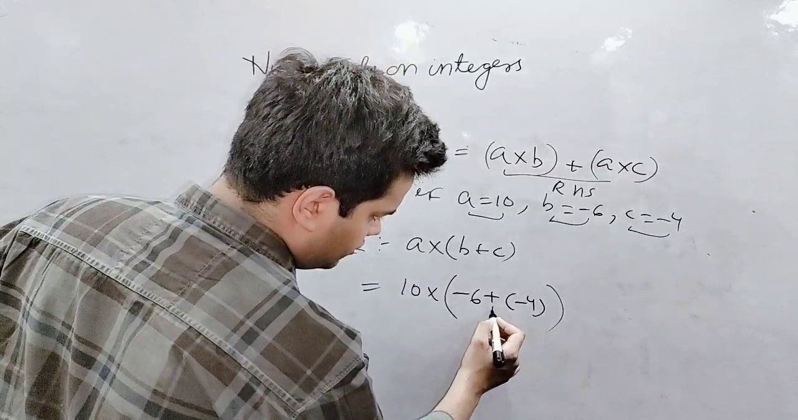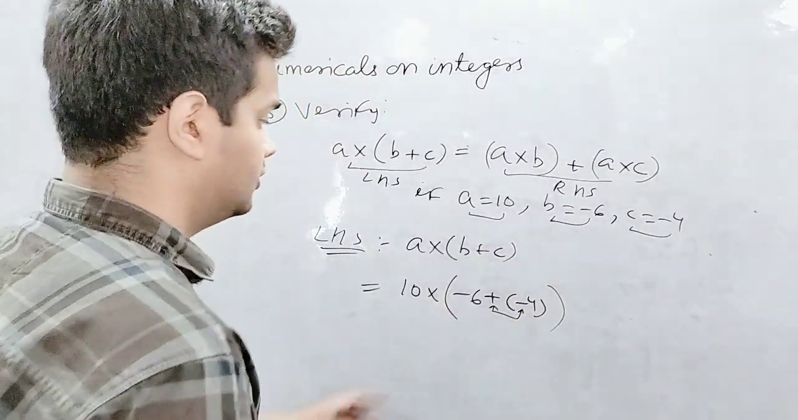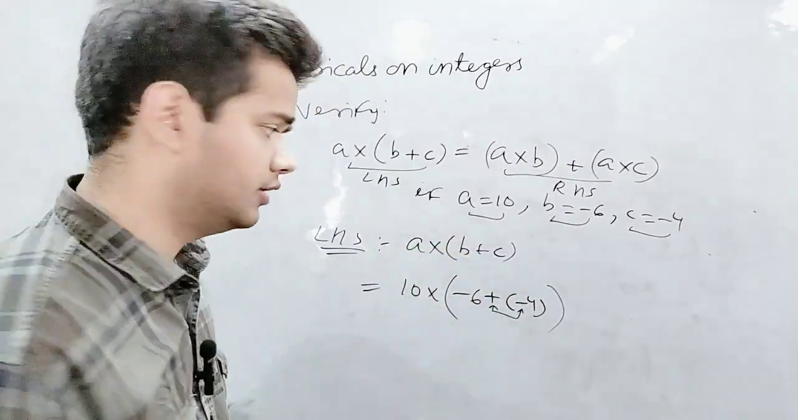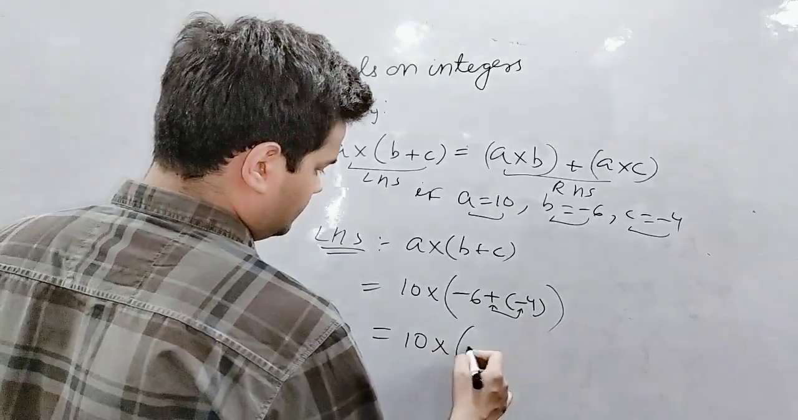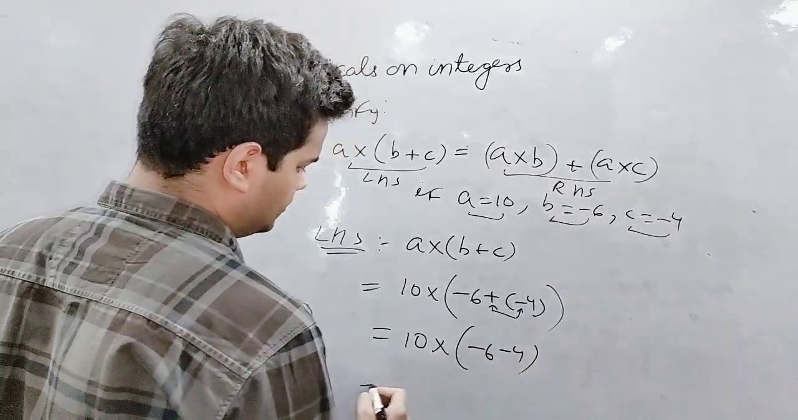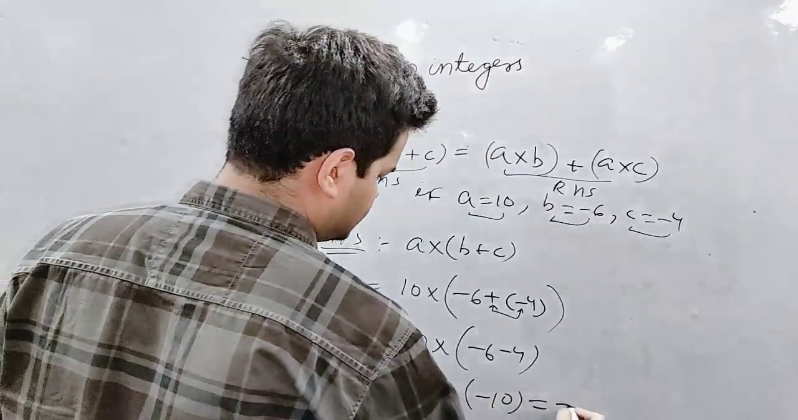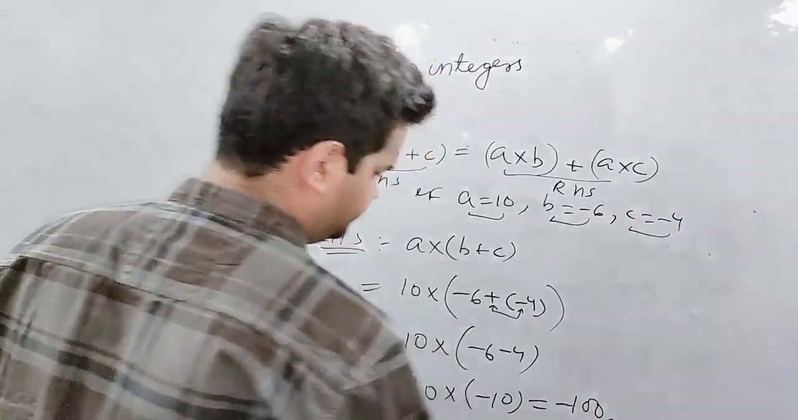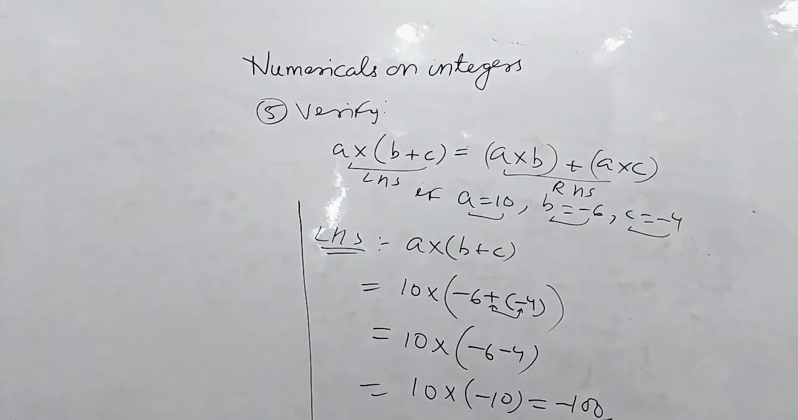अगर एक पॉजिटिव साइन और नेगेटिव साइन साथ में आएंगे तो पॉजिटिव साइन कैंसिल हो जाएगा, इट बिकम्स नेगेटिव. सो दिस बिकम्स 10 into minus 6 minus 4, so which is 10 into minus 10, which is minus 100. Okay, so this was my LHS.